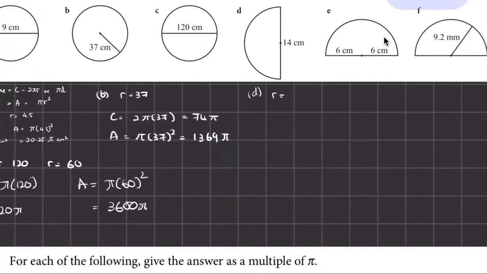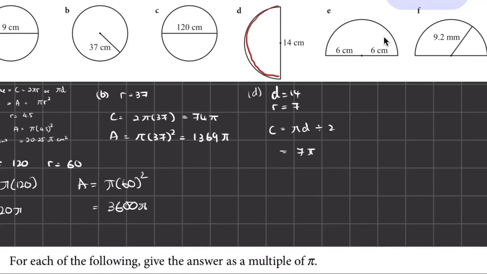Now we need to go to question D. Question D, diameter is 14. Radius is 7. So now it's a semicircle, so we need to half everything. Circumference, pi d divided by 2 because it's half of it. I only need to find this part here, and then I need to add the 14. Remember, it's a perimeter now. So the outer line, we need to calculate inclusive of the 14 centimeter. So pi d divided by 2 is equal to 7 pi.